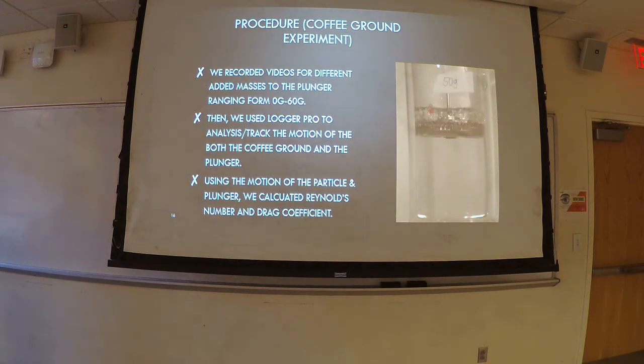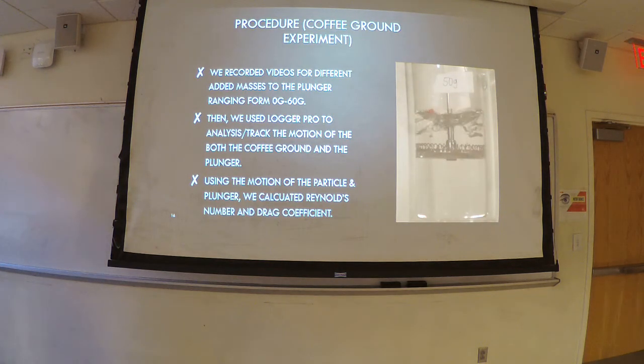The procedure for this particular experiment was we recorded videos with different added masses to the top of the plunger, ranging from 0 grams to 60 grams. Then we used Logger Pro analysis to track the motion of both the coffee ground and the plunger, from which we could find the velocity of each and calculate Reynolds number and drag coefficient.